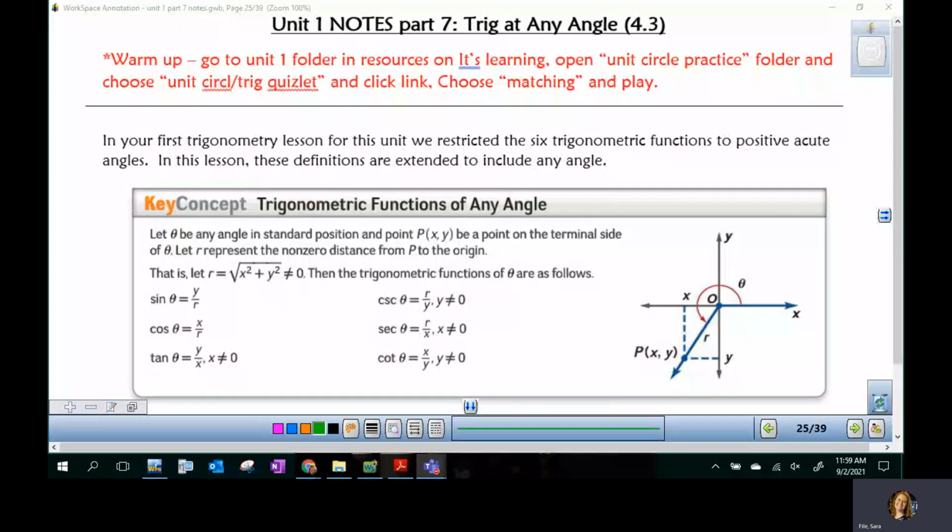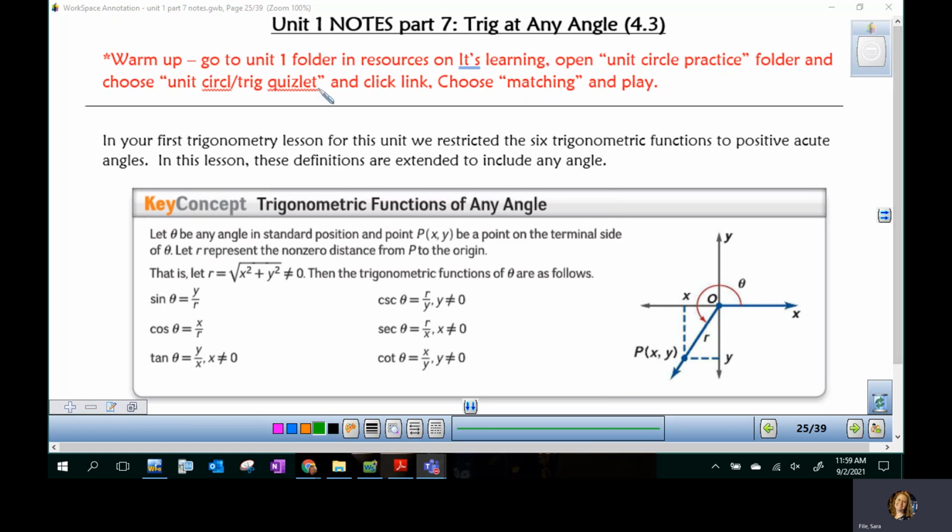So these are the last part of our Unit 1 notes packet that I gave you. So we're on part 7, and this is it. It's section 4.3 in your textbook if you're interested in going back and looking at any practice problems to try, or more examples, anything like that.